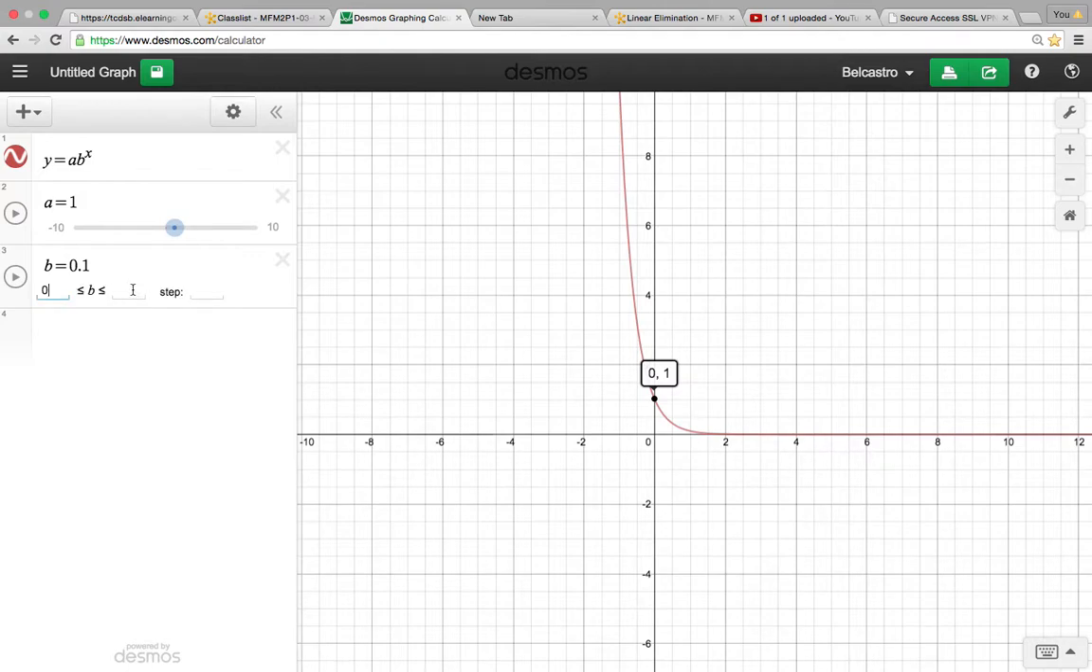So I'm going to go from 0 to 10. And I think my steps are going to be 0.5. Let's see if it'll do it. Okay, and it jumps across. So you'll see it jumping up every single time.